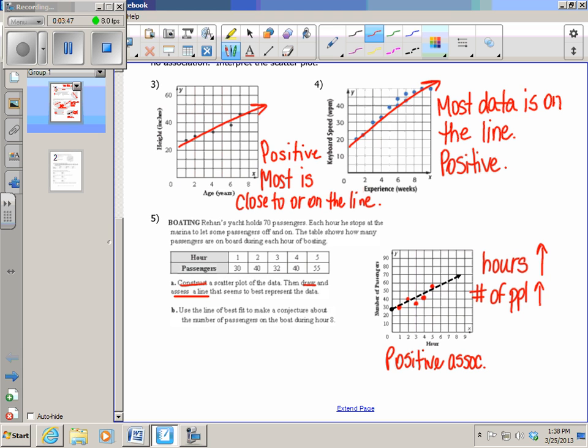Use the line of best fit to make a conjecture about the number of passengers that will be on the boat at 8 hours. So here's 8 hours, and if I go up to my line, I am right about there, which is almost at 70. So I'm going to say I'm about 65. So I'm going to say 65 passengers would be a good answer.